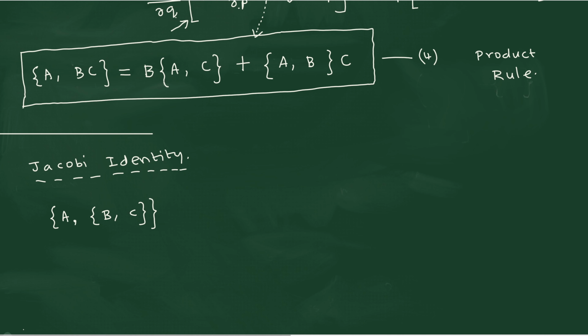Now what is this? This is the Poisson bracket of a Poisson bracket, the A with B comma C Poisson bracket. This can be simplified. Of course, we can always use the definition and simplify, but right now that is not our aim. Interestingly, if you finish all those calculations, a final result comes into the picture, and that final result is what is known as the Jacobi identity.